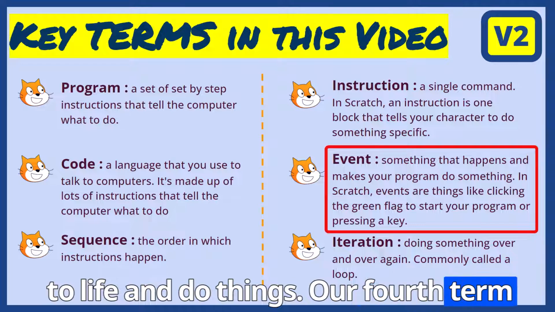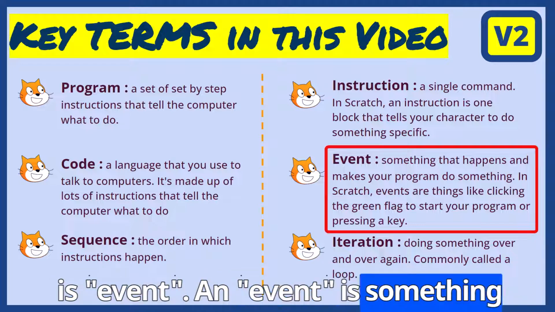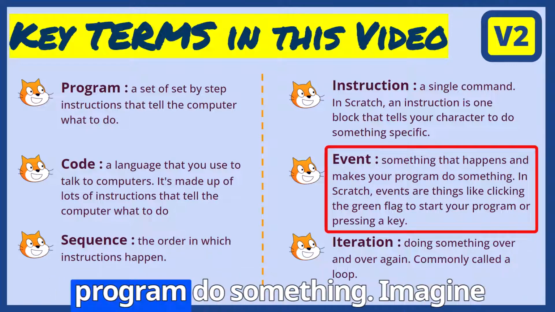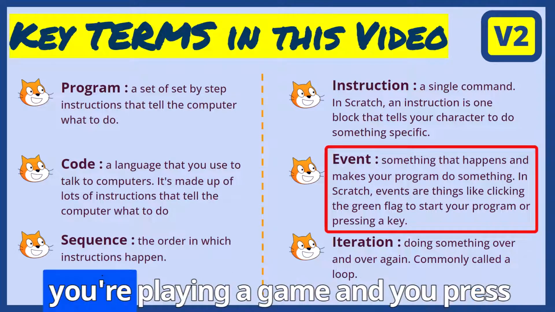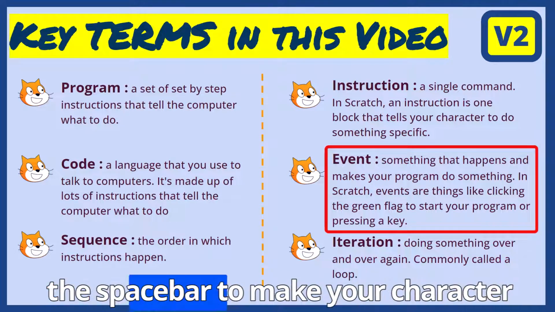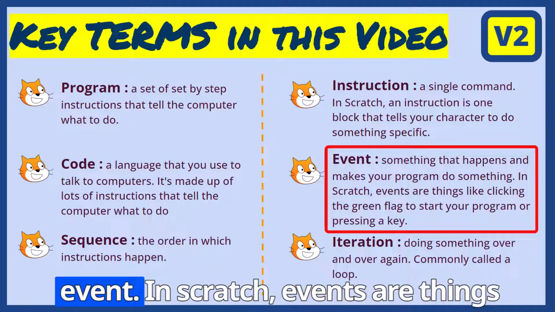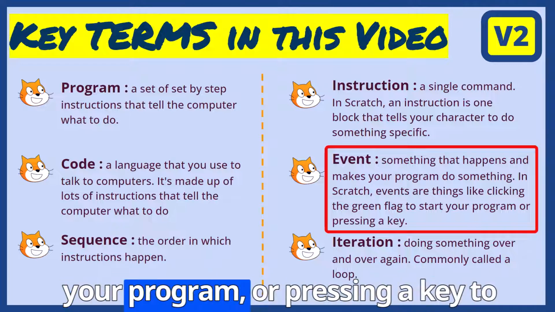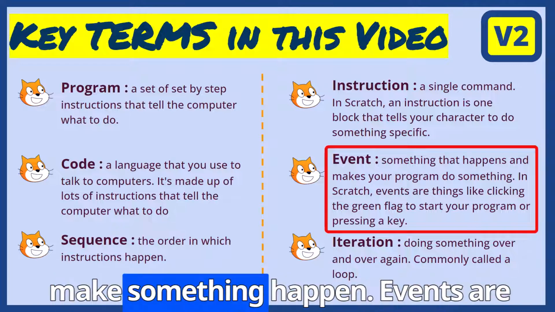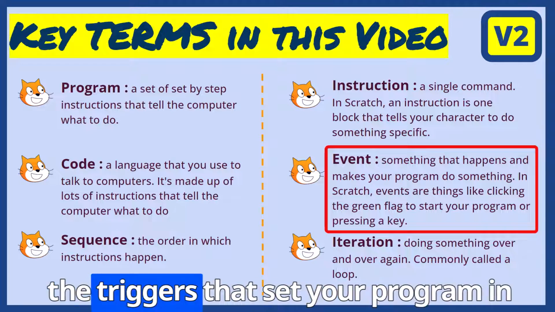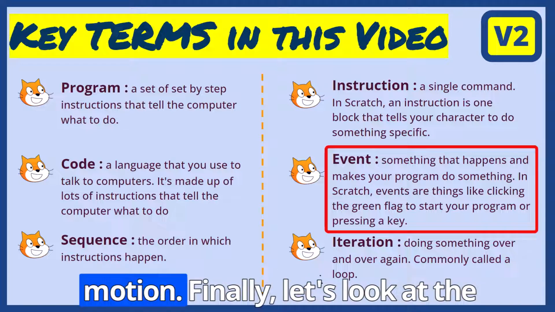Our 4th term is event. An event is something that happens and makes your program do something. Imagine you're playing a game and you press the spacebar to make your character jump. Pressing the spacebar is an event. In Scratch, events are things like clicking the green flag to start your program or pressing a key to make something happen. Events are the triggers that set your program in motion.